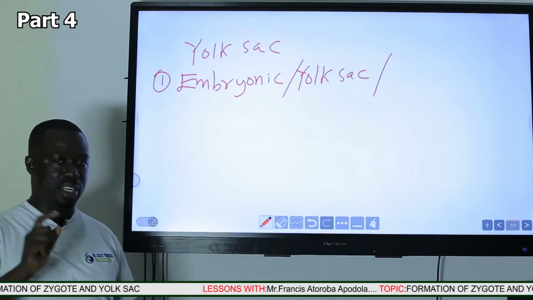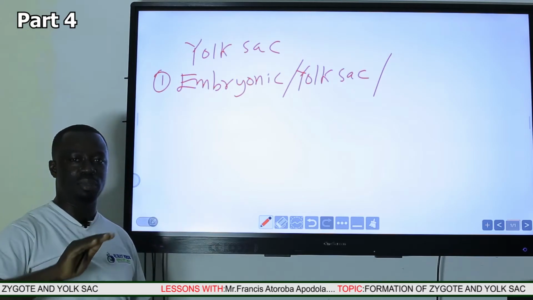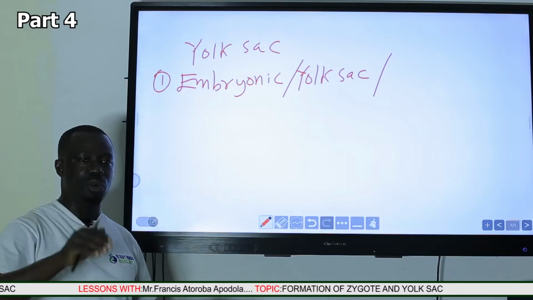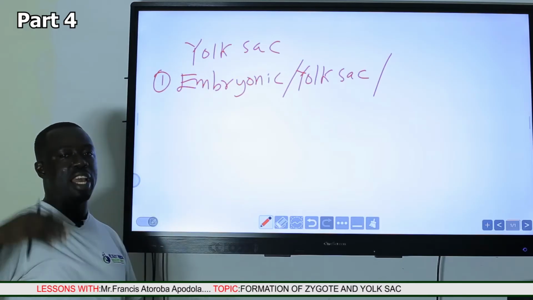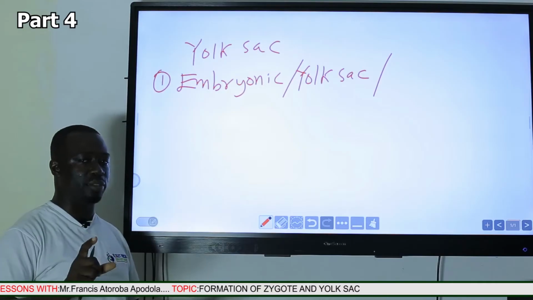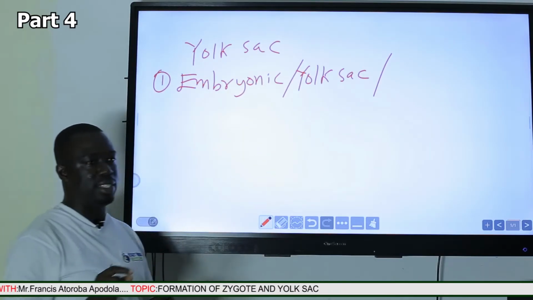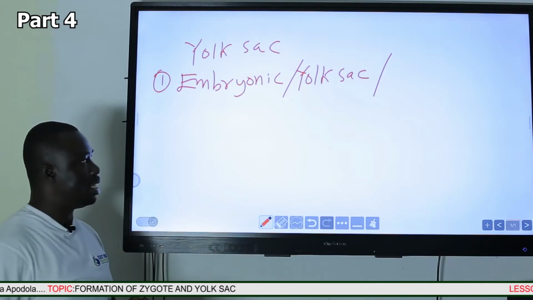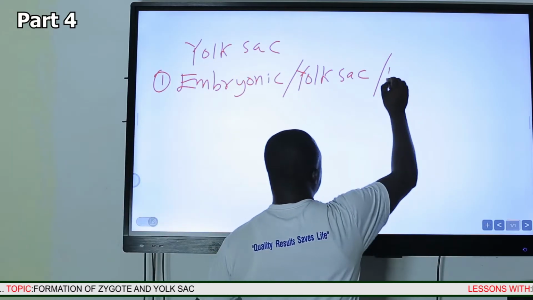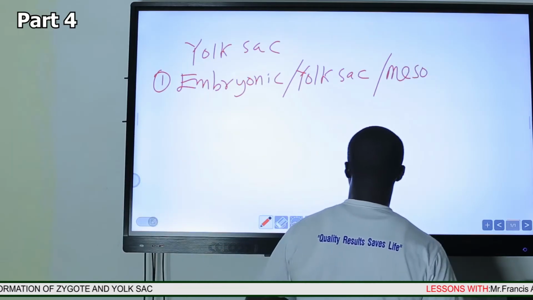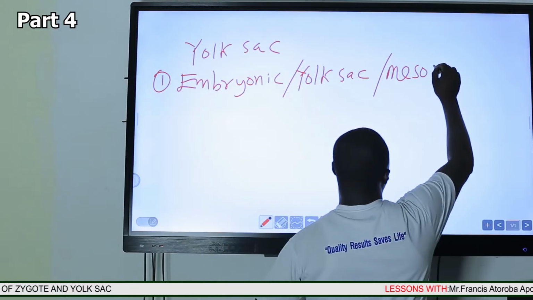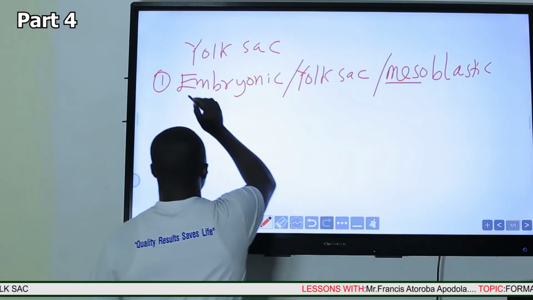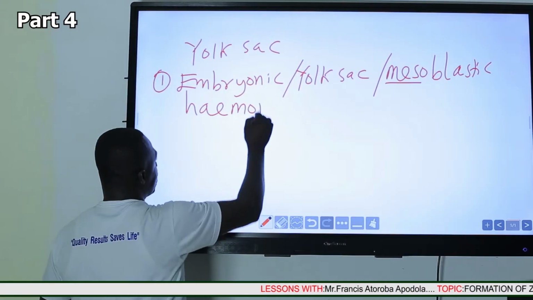The embryo has 3 layers, and these layers include the ectoderm, which is the outside layer. We have the mesoderm, which is the middle layer, and we have the endoderm, which refers to the inside layer. Now, the yolk sac where hematopoiesis is occurring is found in the middle layer. And for this reason, this hematopoiesis is named after the middle layer of the embryo, and that becomes meso, meaning middle. So we have the mesoblastic hemopoiesis.